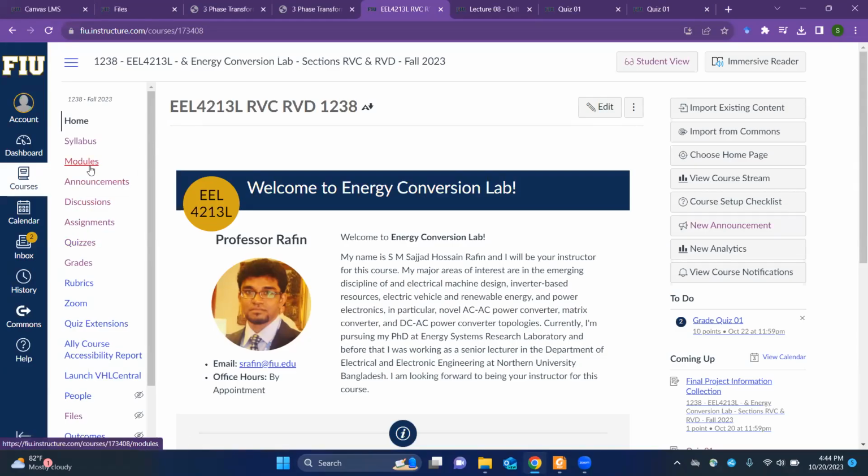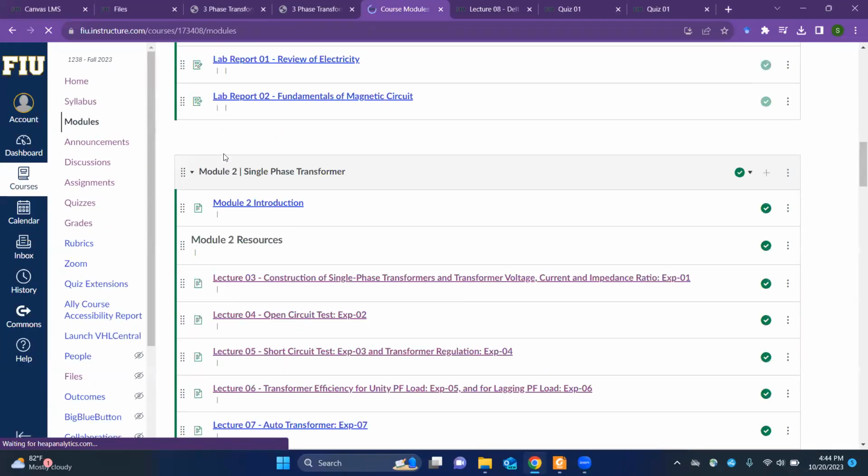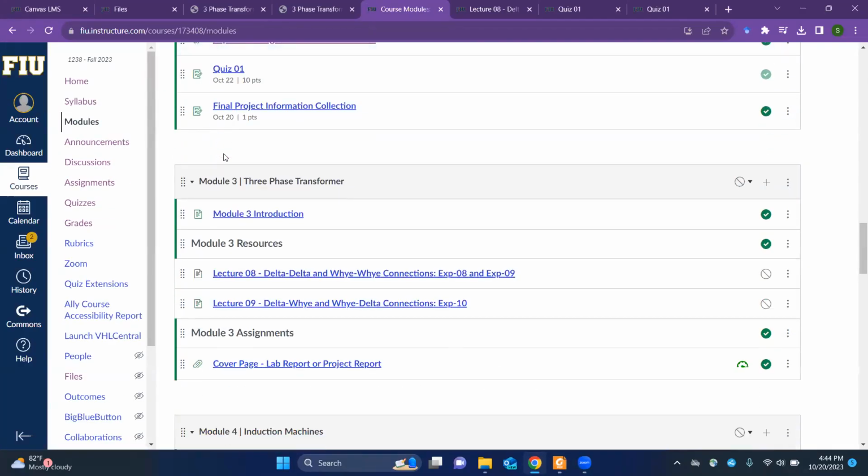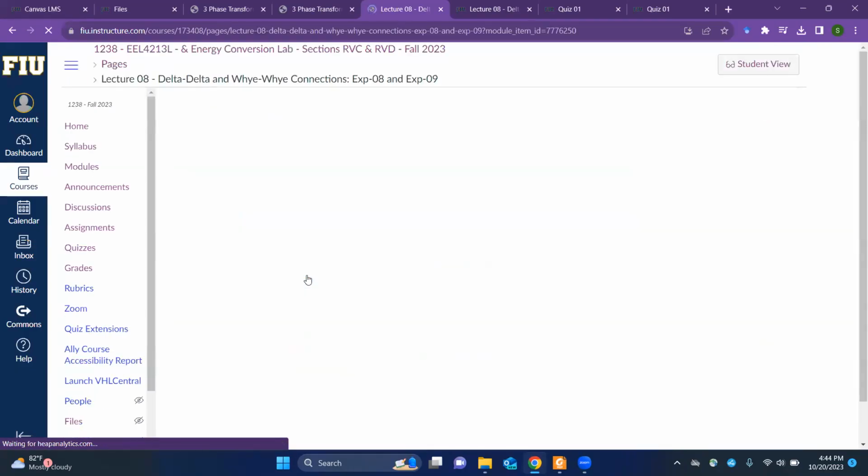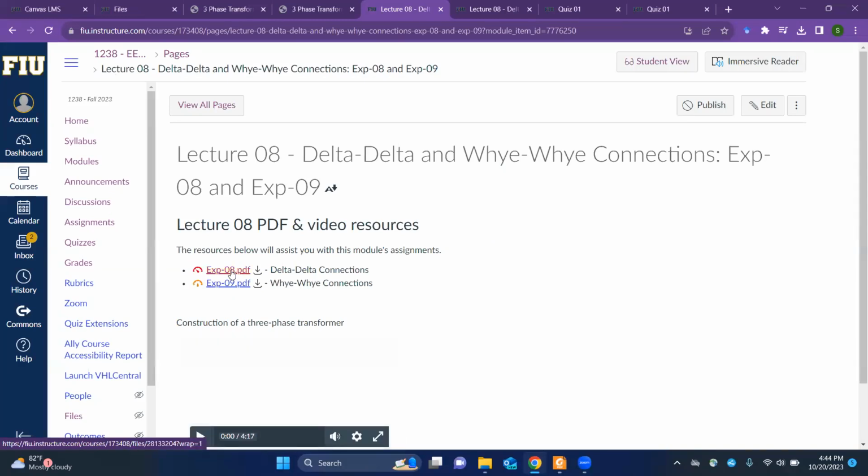Today we're gonna start new module number 3. It's on three-phase transformer. So there will be 2 lectures for this module, lecture 8 and lecture 9. Let's start with lecture 8 today. So there were 2 experiments that we're gonna conduct today. Delta delta and YY connection.